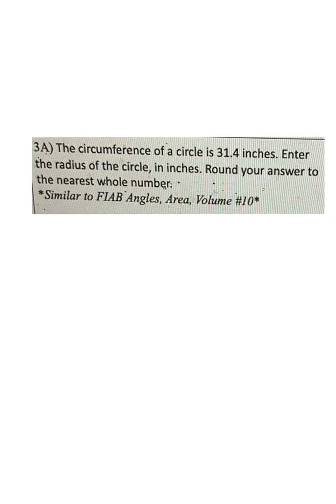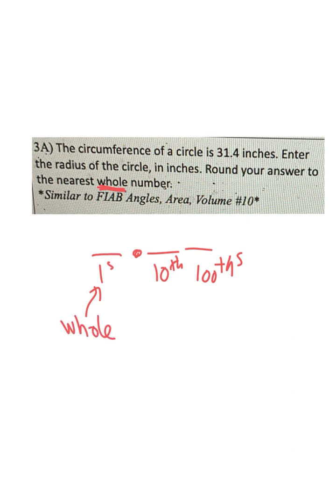All right, the circumference of a circle is 31.4 inches. Enter the radius of the circle in inches and round your answer to the nearest whole number. So just a little friendly reminder, if we're dealing with place value, this is the ones place, this is the tenths place, this is the hundredths place, and the nearest whole number, that's what we call the ones place, so this is the nearest whole. So we don't have to deal with anything back here. We're just gonna basically round it to the nearest whole.